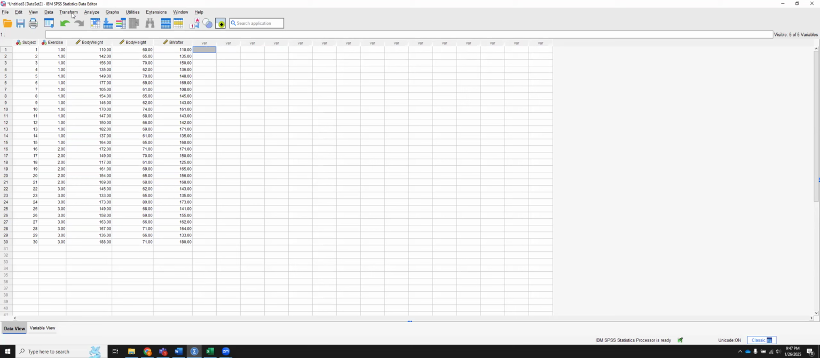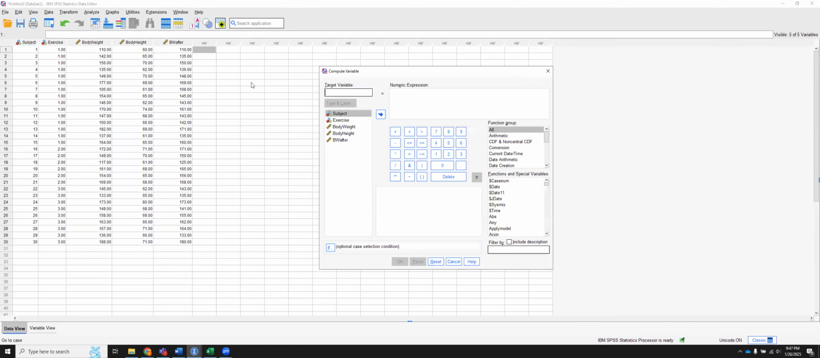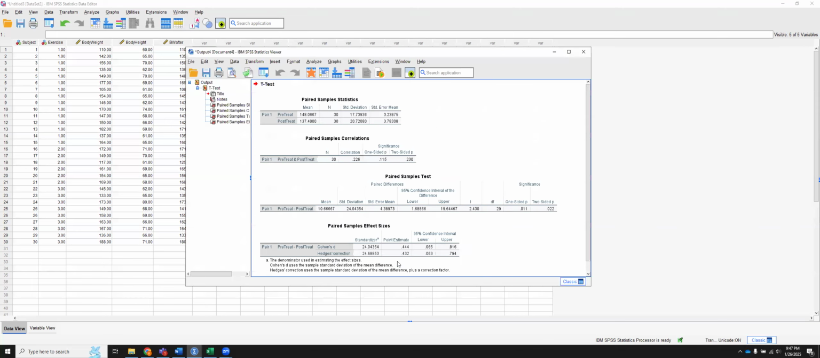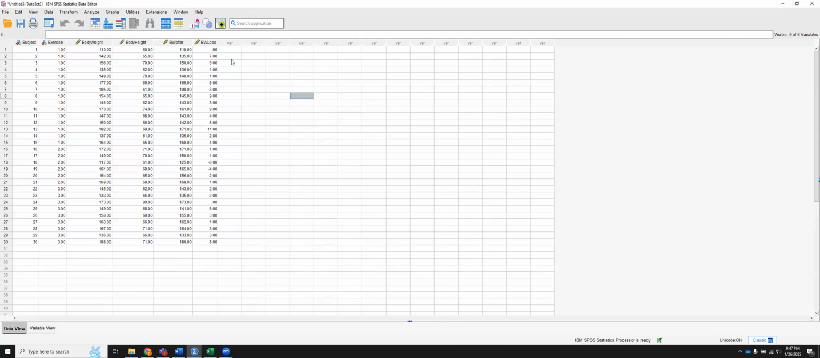What we can do is Transform, Compute Variable. Because we want to see the body weight loss, that equals body weight baseline minus body weight after. Now we can give it a new column called body weight loss, for example, put over here. Now you can see we are able to get all these numbers.